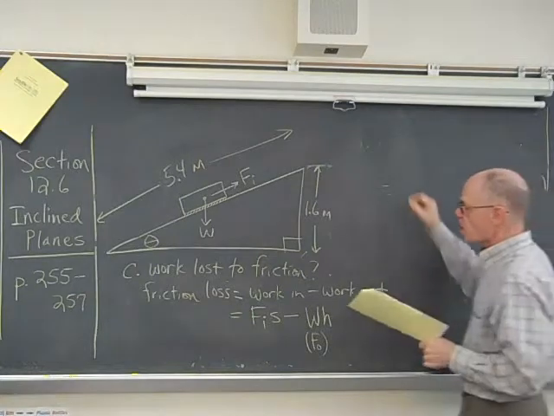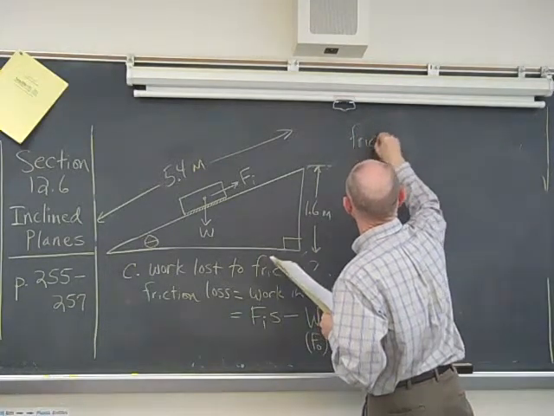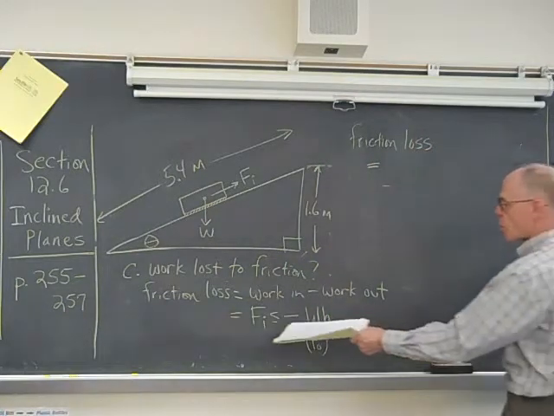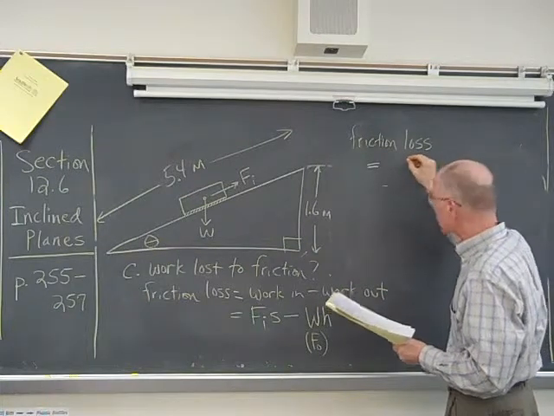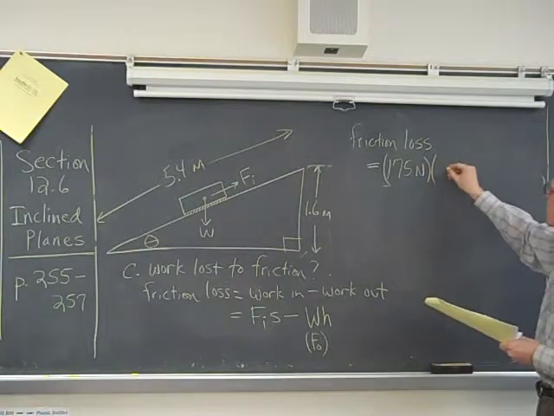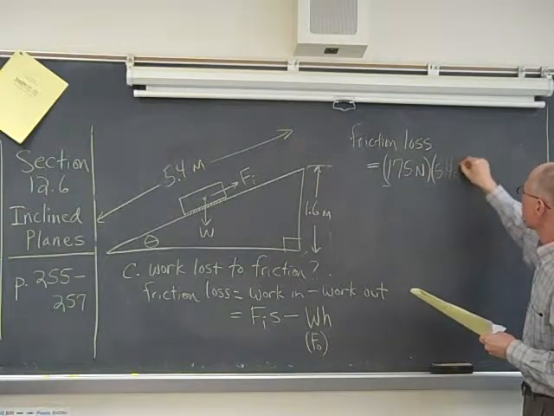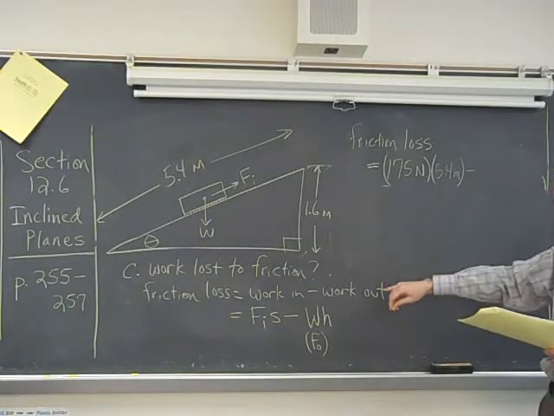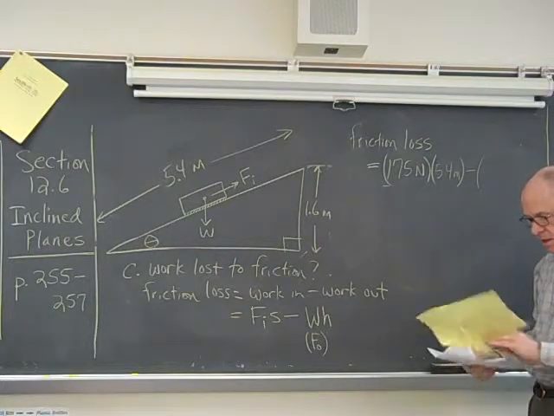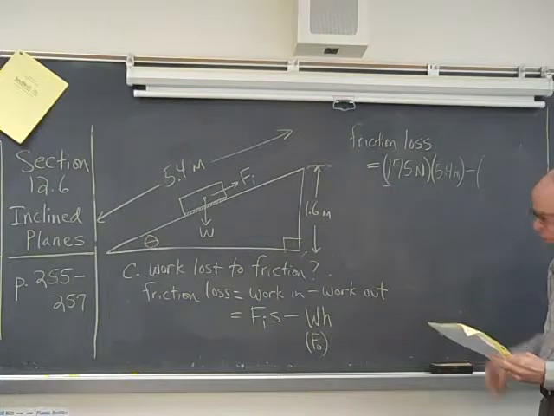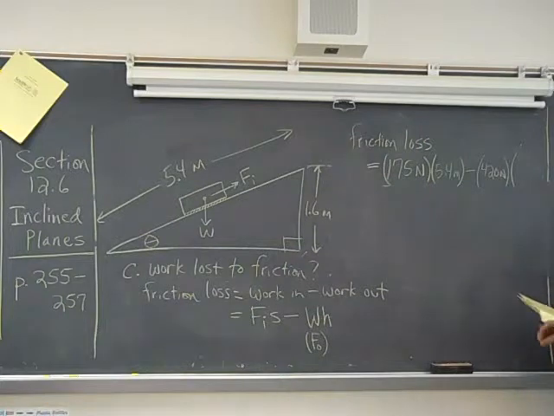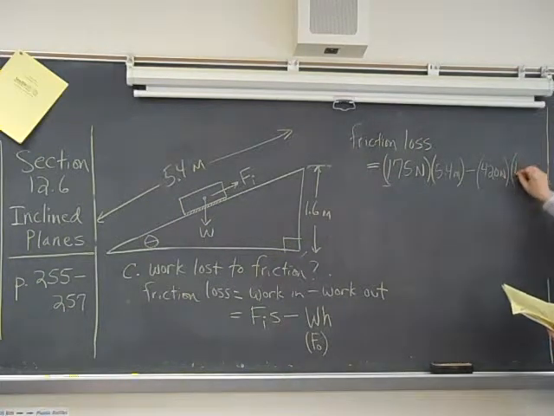So let's continue this up here. So your friction loss then is equal to your work in, which is the input force, which we were told a minute ago, which is 175 newtons, times distance along the plane, 5.4 meters, minus your output work, which is the weight of the object. What did I tell you that was? 420 newtons times the height of the plane, which is 1.6 meters.